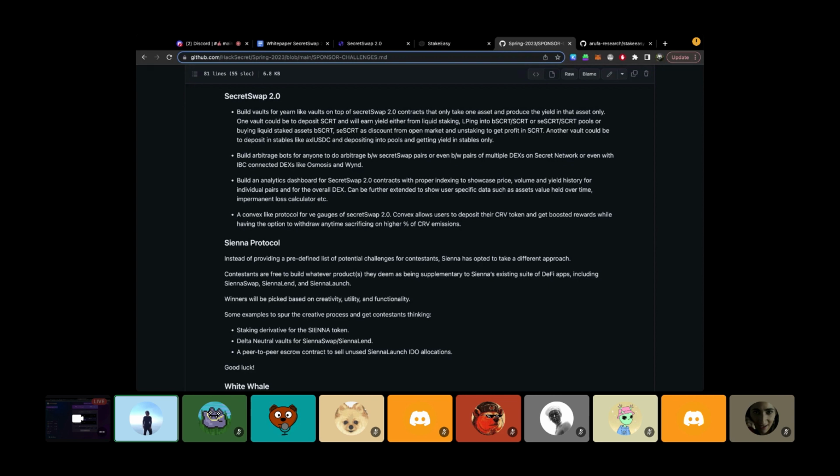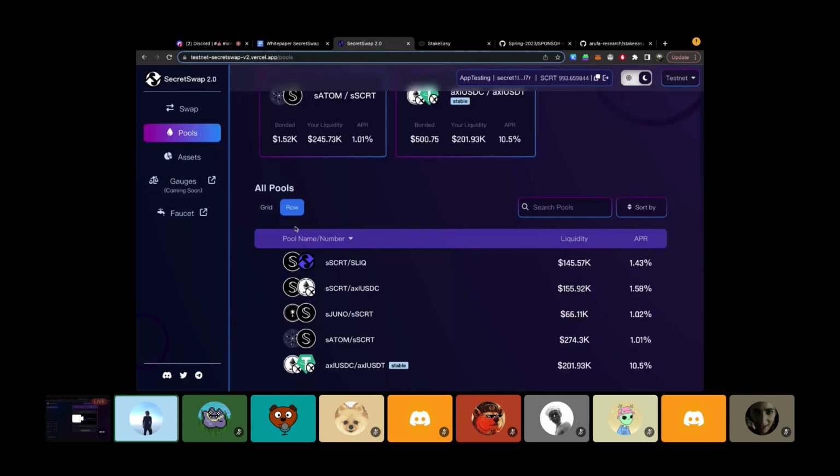For example, there could be a vault which says, I have some SCRT I want to deposit into the bSCRT-SCRT pool, and whatever yield I'm getting, I just want to convert it back to SCRT every day and deposit back into the pool, essentially allowing me to compound my yield. But that vault is doing that every day, not you as a user.